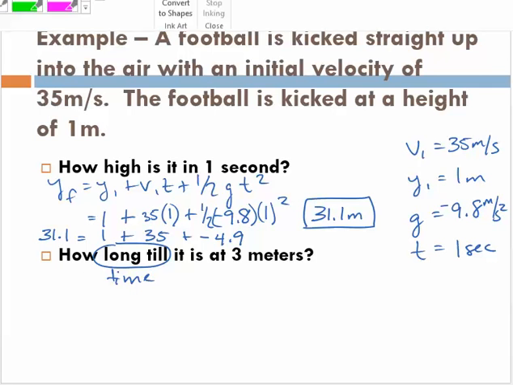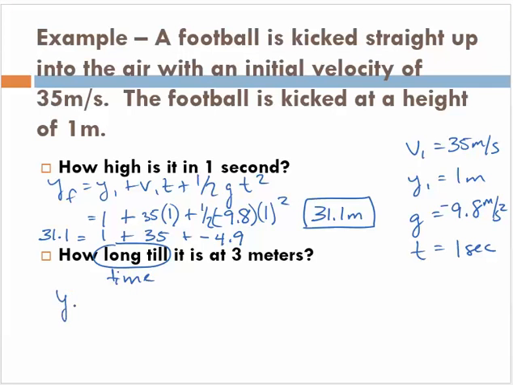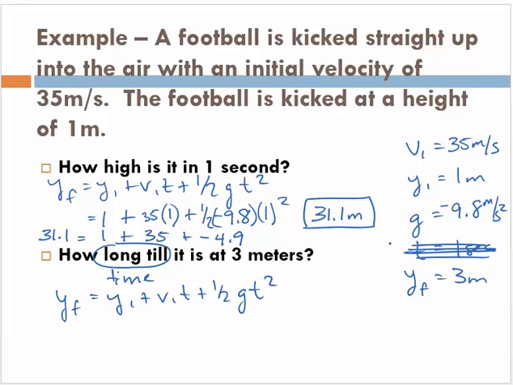So my equation then becomes, again, yf equals yi plus vit plus 1/2 gt squared. This time, they're telling me that I don't have my time anymore. This is a different problem, but they are telling me that yf is going to be 3 meters. So I can plug it into the equation now. I get 3, yi is 1, plus 35 t plus 1/2 gt, or not g anymore, sorry, that's negative 9.8 t squared.